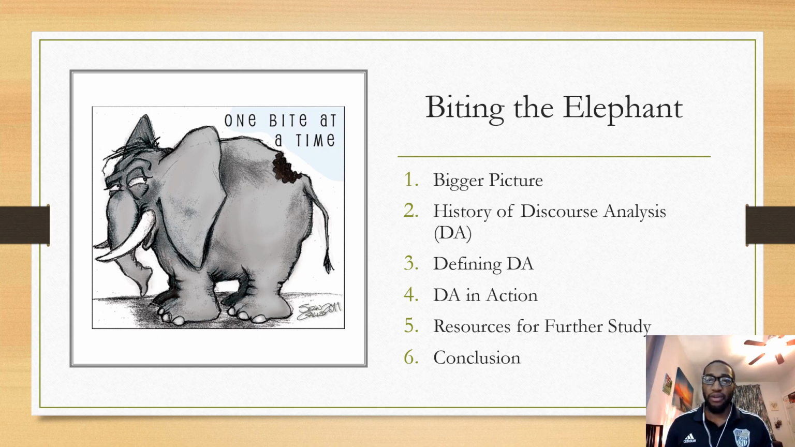But we'll start with the bigger picture. How does discourse analysis fit in all the other humanities studies? Then we'll go into a history of discourse analysis. Then third, we'll define discourse analysis. Fourth, we'll look at discourse analysis in action. Then we will look at some resources for further study and conclude.